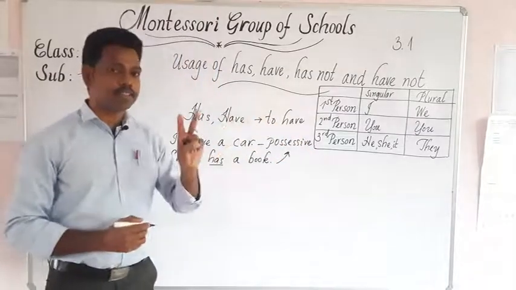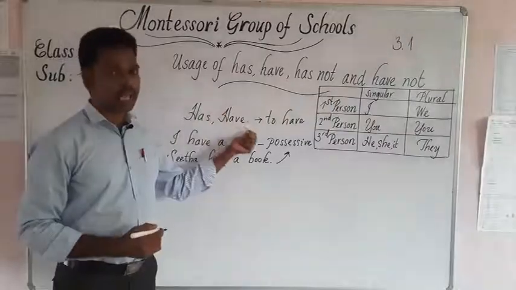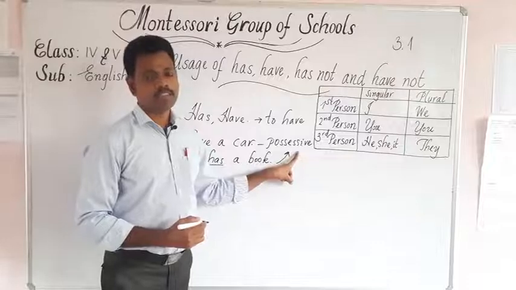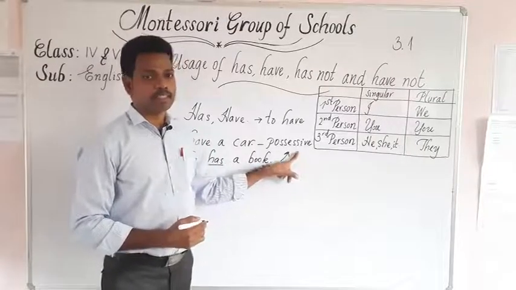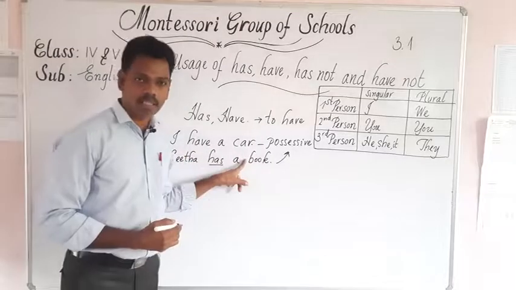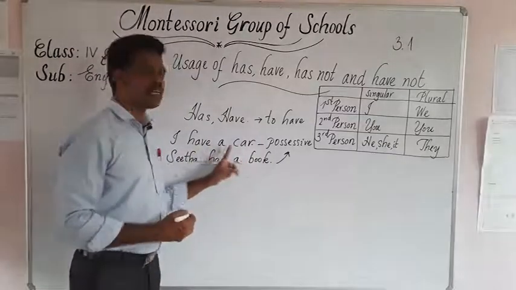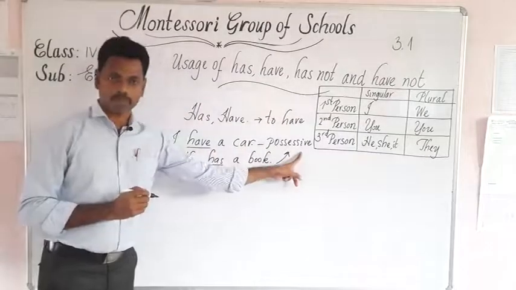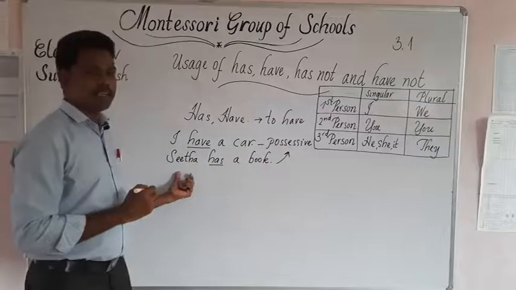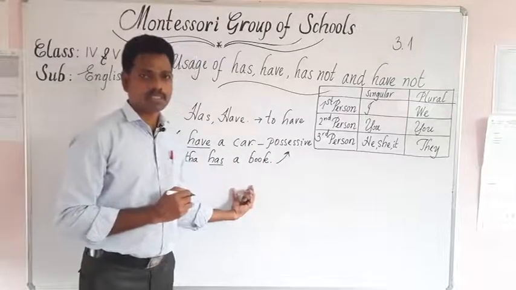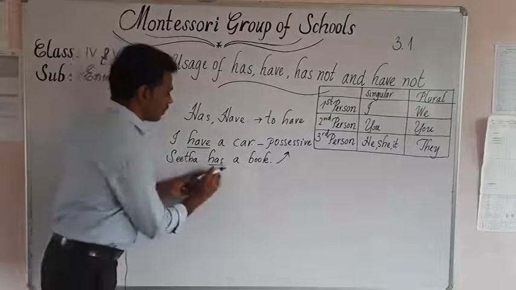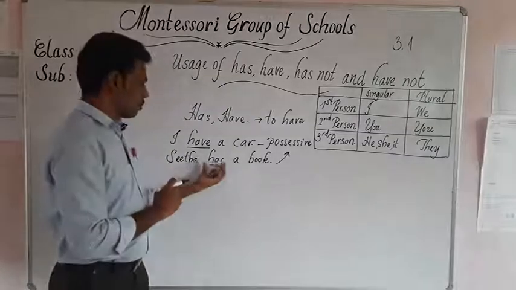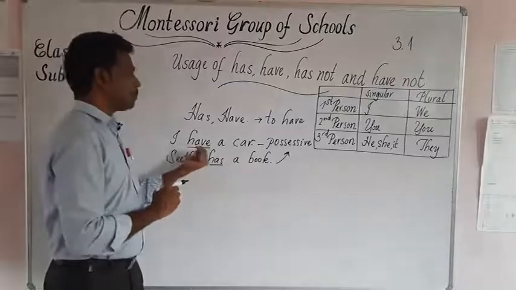And we have two cases where we use has and have. The first one is possessive case. Example, I have a car. There, the verb have is a possessive one. In the second sentence, Sita has a book. In this, the verb has is a possessive one. That means, Sita possesses a book and I possess a car.